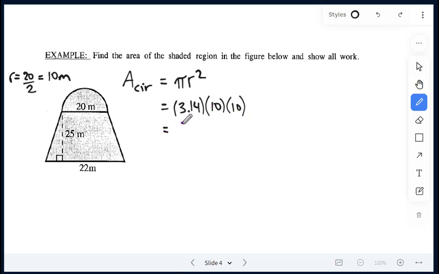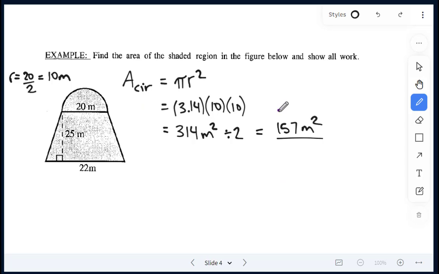All right, so putting that into your calculator, we would end up with 314. Our units are meters, so meters squared. All right, so that is for a full circle. We would have to divide that by 2, okay, because we're only looking at a half circle. So divide that by 2, and we get 157 meters squared. All right, so that is the area of the circle.